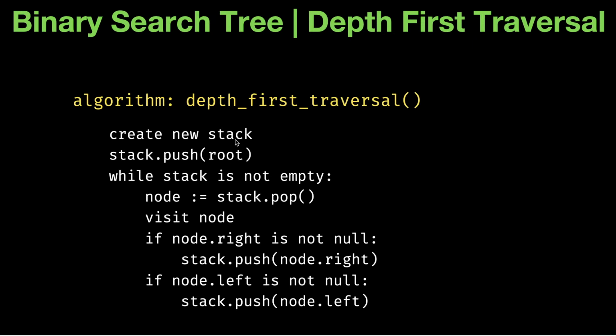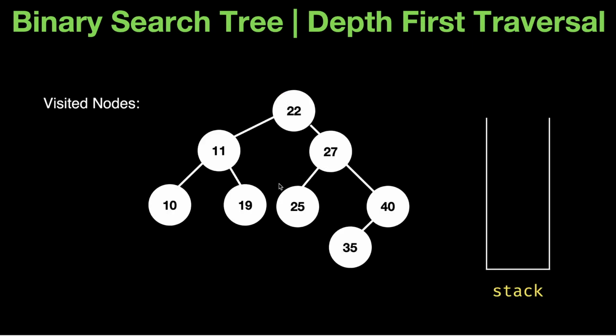So first of all, we will create a stack and push the root into it, and then while the stack is not empty, we will pop a node from the stack and visit that node, and then we will add its left child as well as right child into the stack, and then we repeat again. We pop the stack again, we visit the node, and then we put the left and right child of that node into the stack again, and we will repeat that step until the stack is empty. So let us see with an example.